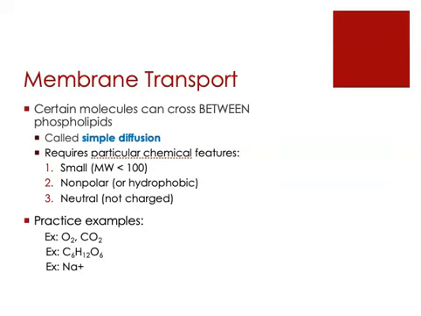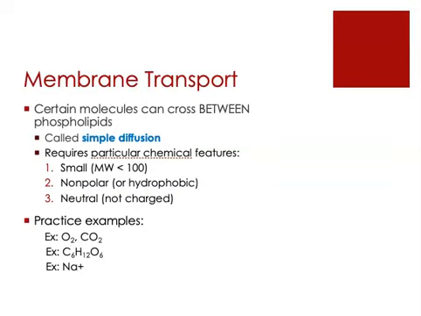It is possible for some molecules to cross a membrane between the individual phospholipids. Remember, the phospholipids are not attached to each other. They are simply attracted to each other, and that's what holds a membrane together. So it's possible for molecules to sort of squish between the phospholipids and cross the membrane. Molecules that do this, that cross membranes between the phospholipids, are using a process that we call simple diffusion.